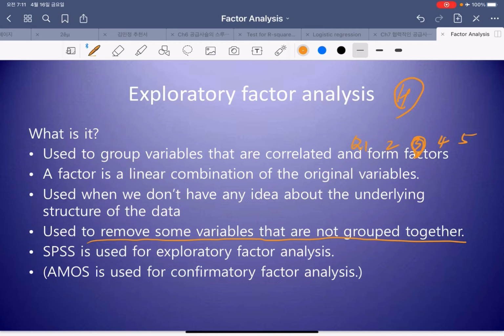And as I said, SPSS is used for exploratory factor analysis, and if you want to do the confirmatory factor analysis, you need to use AMOS, okay? We'll talk about this when we study confirmatory factor analysis, right?